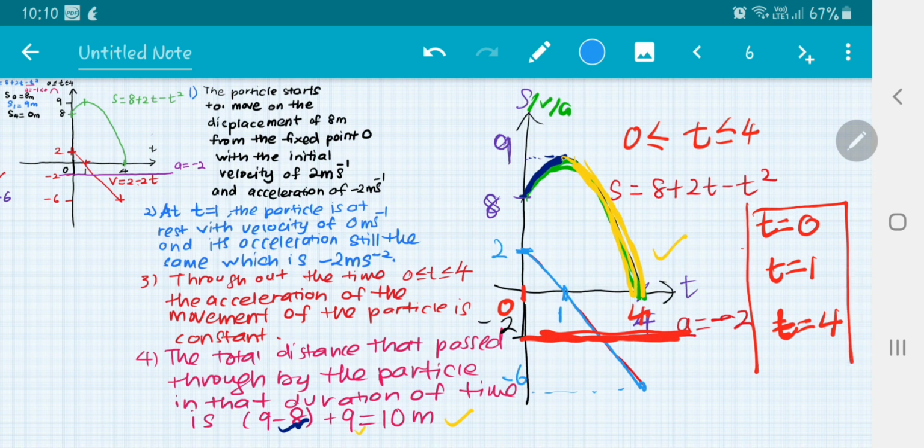For this question, 0 to 4 second, in the first 4 second means 0 second until 4 second. And when we look at the graph, it is maximum at t equals 1 when you make v equals 0. The particle stops and then turns its direction here, where v equals 0. Okay, I hope you understand. Thank you.